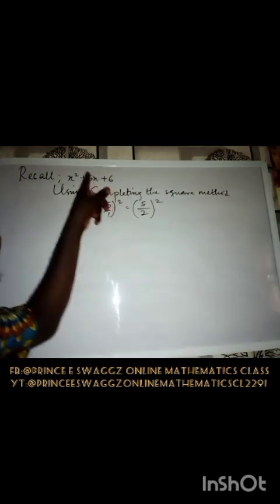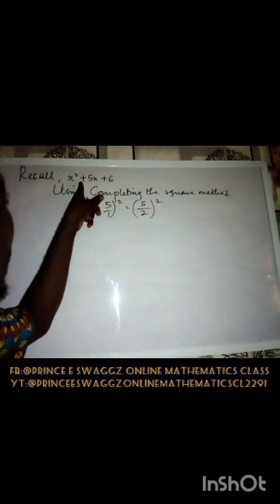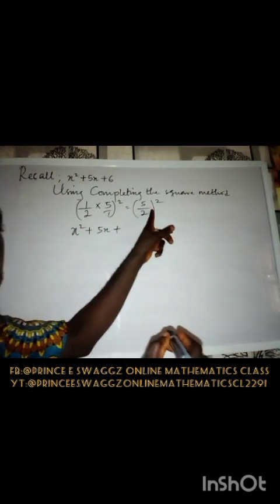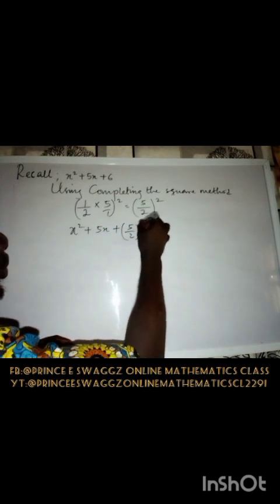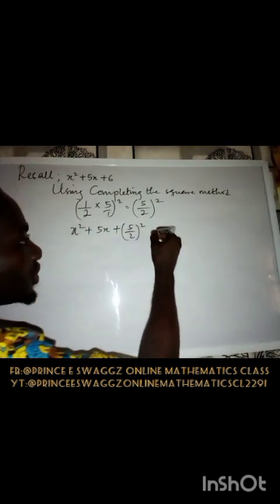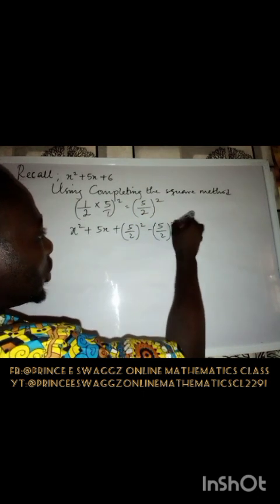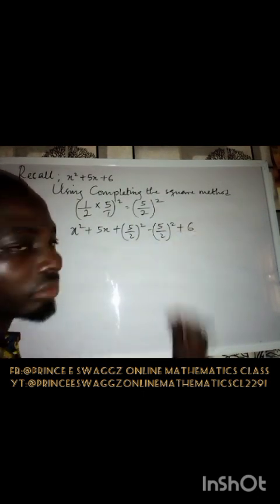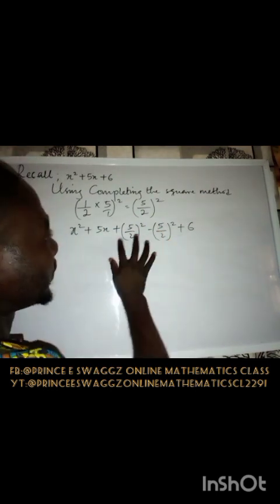Then you square. So what I will need to do now is add this value to this expression, and at the same time subtract it from this expression again. So I am adding this value and I'm subtracting it again. Then I have x squared plus 5x plus 5 over 2 all squared. Then I will as well minus 5 over 2 all squared. Then my plus 6.